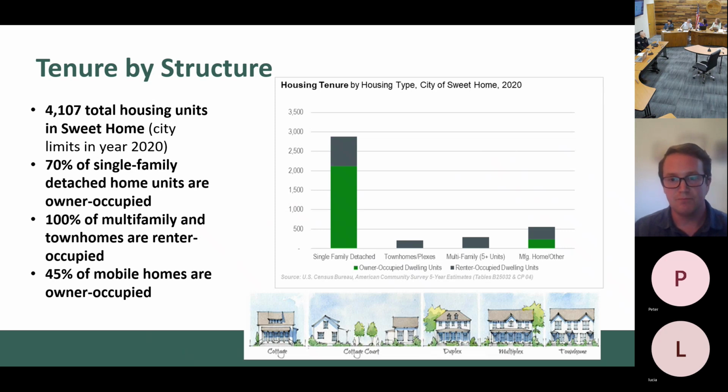And you can see that most of the single family detached residential stock is owner occupied. Same with manufactured homes, about half owner occupied. And then you've got multifamily and townhomes being almost exclusively renter occupied, some rental houses among manufactured and single family detached as well. In total, right now, Sweet Home has about 4,107 units. And overall, 70% of those units are in single family detached. So pretty good, pretty normal split among housing types.